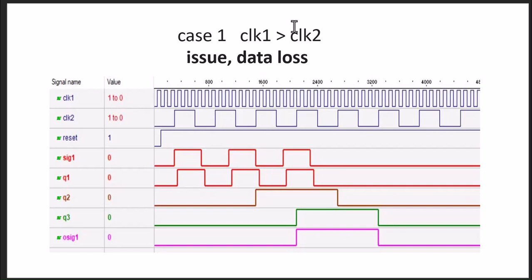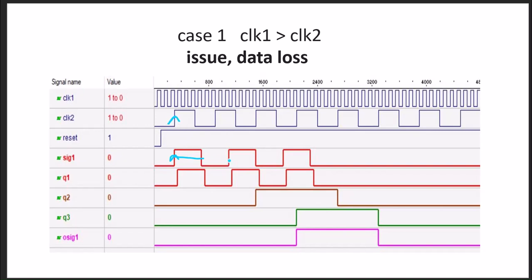When the sending domain has higher frequency and the destination domain has lower frequency, in that case what I found is that it actually lost the data. Okay, so due to the pulse width, let's say this is a signal and the pulse width is not of enough length so that it can latch at the receiving domain.